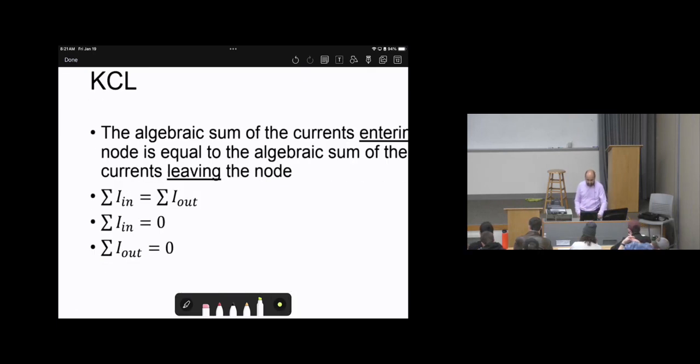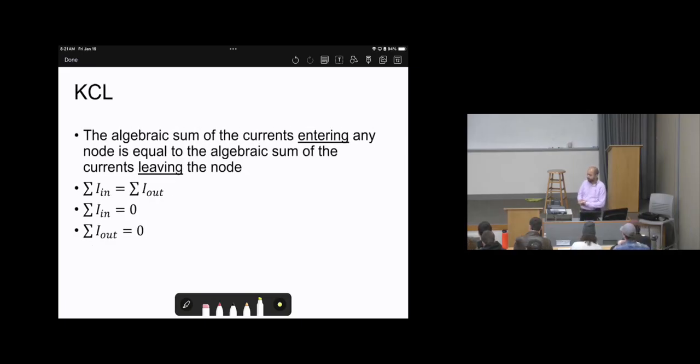Let's go to KCL. KCL basically, we used to say, is that the algebraic sum of the electrical currents entering a node, and we know what a node means, any connection between two or more elements, is equal to the algebraic sum of the currents leaving the node. So the current in equals the current out. Or we can assume the sum of the input currents will be 0, or we can assume the sum of the output currents will be 0. So we have three ways.